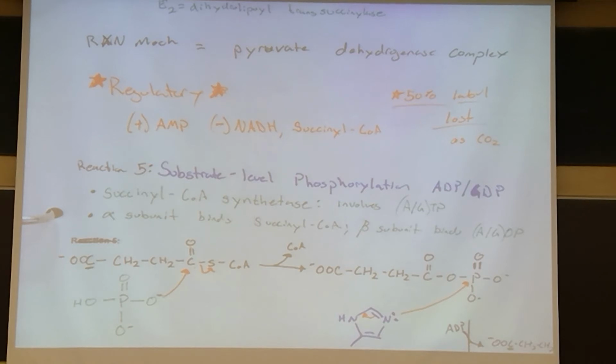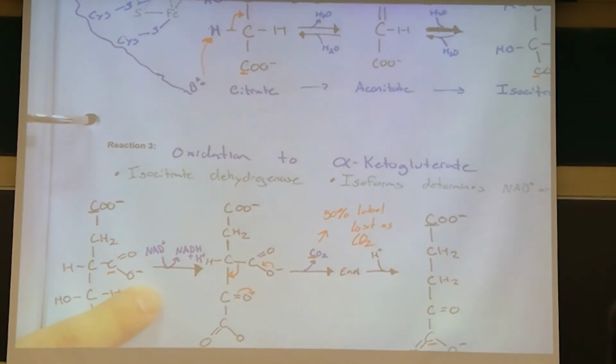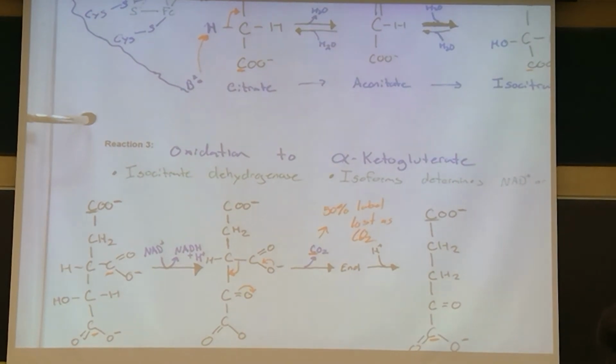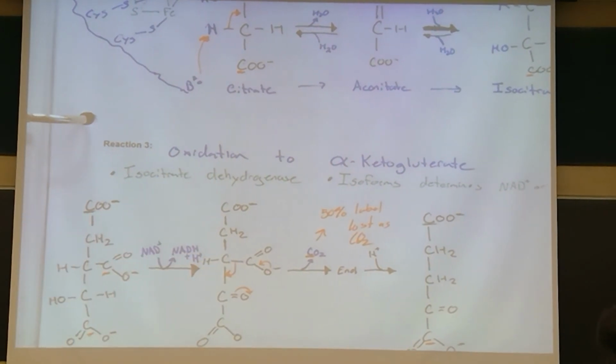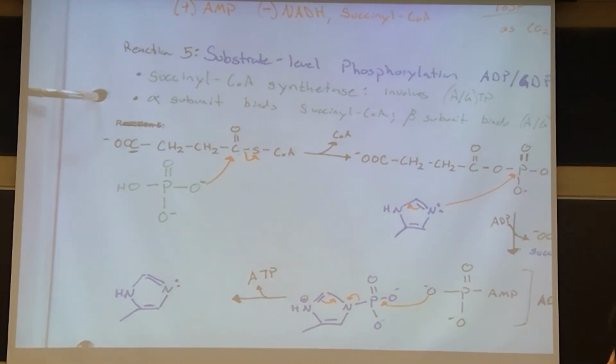The first 50%, yes, the remainder is lost, right? So not 50% of the 50%. It's just the remainder of what we had. So half of it is lost as CO2 at step 3. The remaining 50% is lost in step 4. So that's where we lose our 2 CO2 groups, and those are the 2 CO2 groups that held the label.